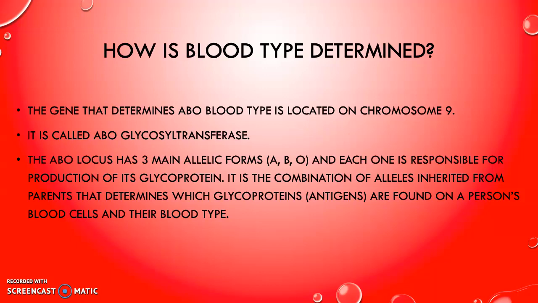Blood type is determined by a gene that determines ABO blood type, and it is located on chromosome number 9, and it is called the ABO glycosyltransferase. The ABO locus has 3 main allelic forms, and each one of them is responsible for the production of its own glycoprotein. And it is the combination of alleles inherited from parents that determines which glycoproteins, or antigens, you can call them antigens, are found on a person's blood cells and their blood type.